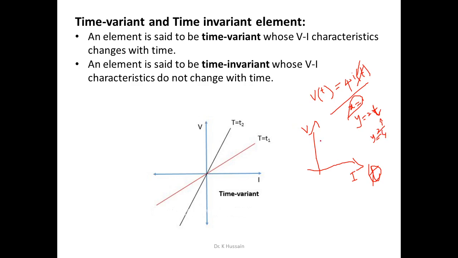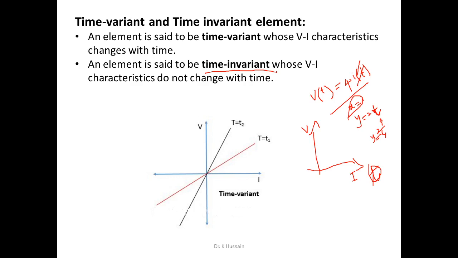So if you are taking this relationship between v and i, depending upon the time, if time varies, these two relations will vary, the characteristics will vary. If it varies, that element is called a time variant element. If it is not depending upon the time, then those are called time invariant elements. Okay, so that is the time invariant element.